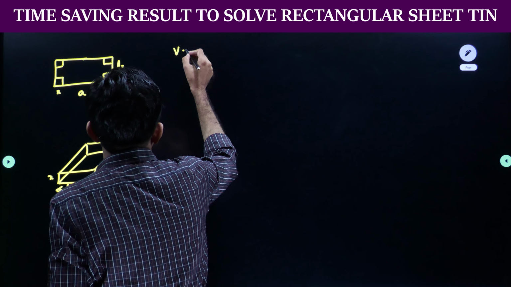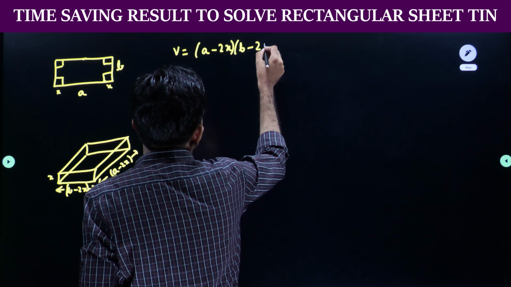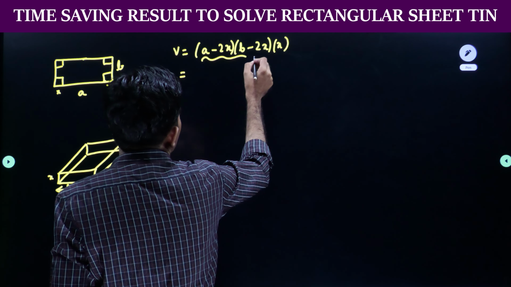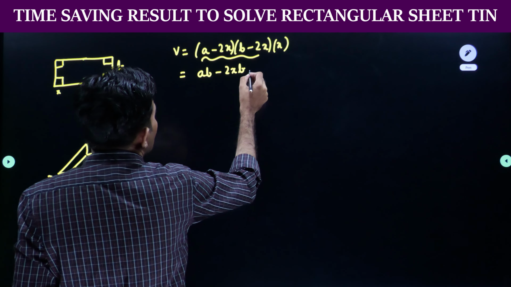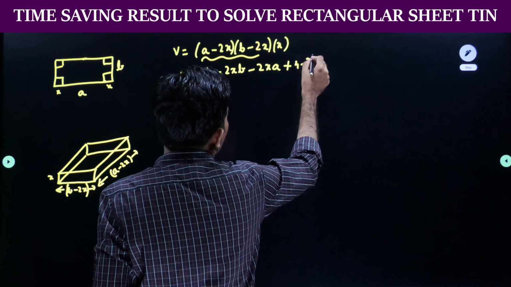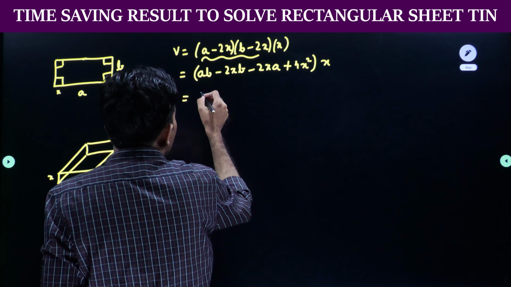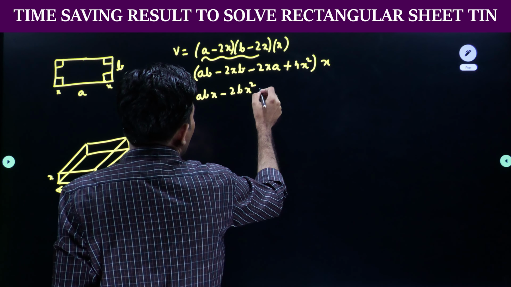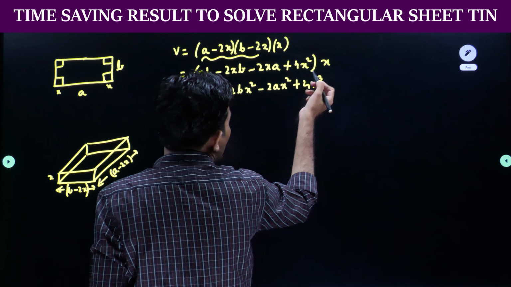So the volume of the box is length into breadth into height: A minus 2x into B minus 2x into X. Multiply these two brackets first: AB minus 2xB minus 2xA plus 4x square, minus into minus plus, into X. Multiplying further: ABX minus 2B X square minus 2A X square plus 4x cube.